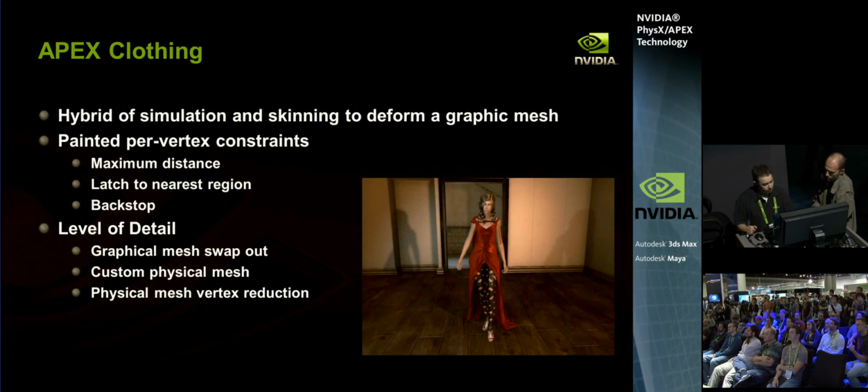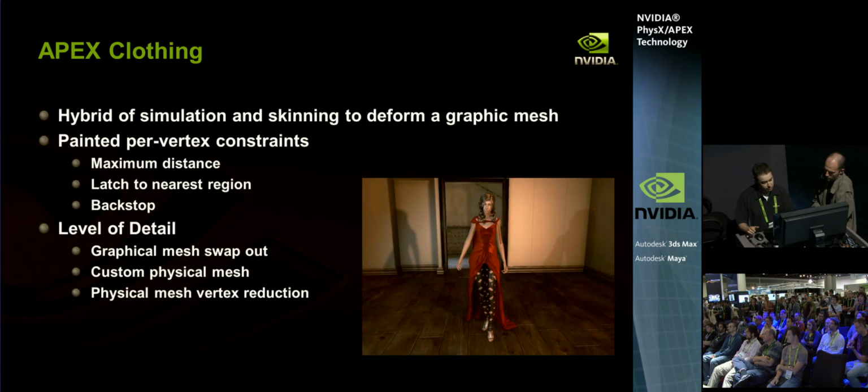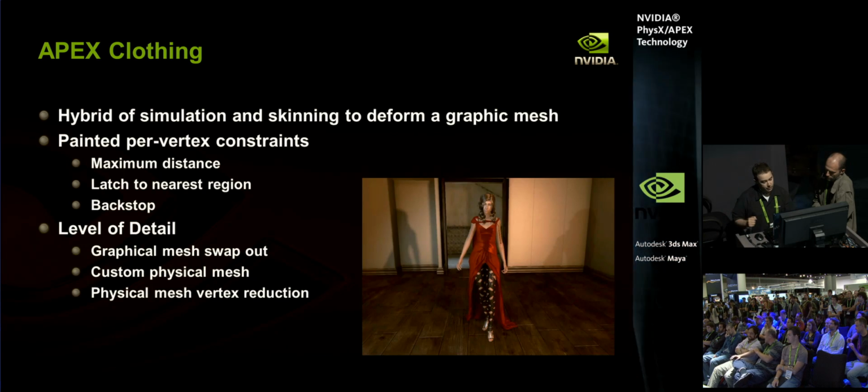All right, Apex clothing. This is a hybrid of simulation and skinning to deform the graphical mesh. So you get to use your animation and the simulation, hybrid the two, and make a better result. We have per vertex painting where you get to put the constraint values on there. The biggest one, of course, being the maximum distance. That's the most important, is how far the simulation is allowed to stray from where you animated the clothing to go.